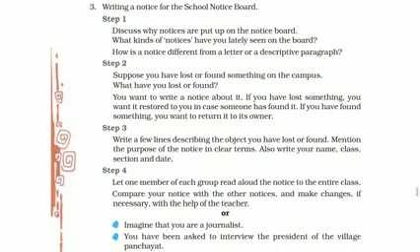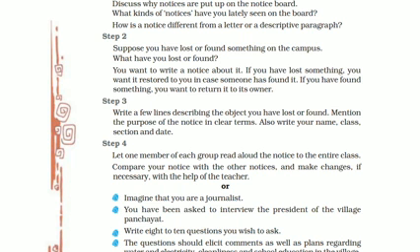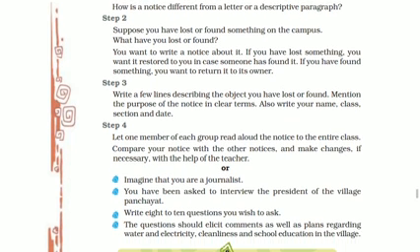Step 3: Write a few lines describing the object you have lost or found. Mention the purpose of the notice clearly. Also write your name, class, section and date. Step 4: Let one member of each group read aloud the notice to the entire class. Compare your notice with the other groups. That one we can do now.